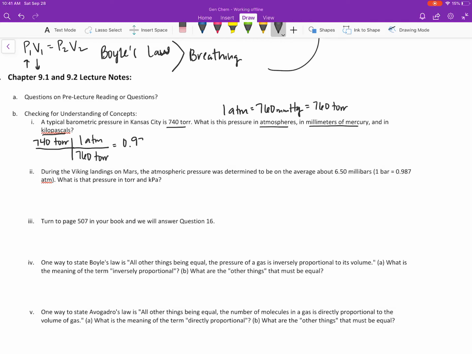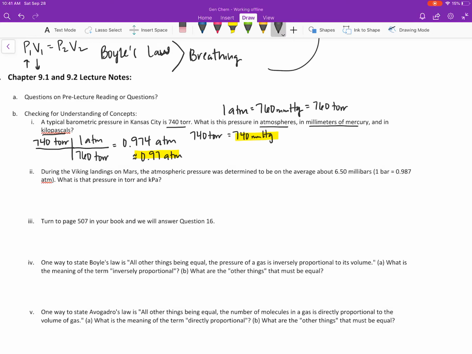And I'm going to solve that, and you should expect it to be less than 1 because 740 divided by 760. And that is going to be 0.974 ATM. If I wanted to report that with sig figs, because 740 torr only has 2. So now I'm going to convert to millimeters of mercury. Well, that's super straightforward because 740 torr is equal to 740 millimeters of mercury. It's a 1-to-1 conversion.